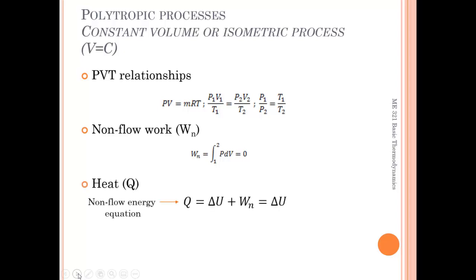For the heat transfer during this process, it may be computed using the non-flow energy equation. But since we know that the non-flow work is just equal to 0, then this equation will just reduce to Q equals the change in internal energy. An approximate computation for the heat transfer is using the average specific heat at constant volume of the gas. But its exact computation involves using the property table of the gas and finding the values of the initial and final specific internal energies with respect to the initial and final temperatures of the gas.